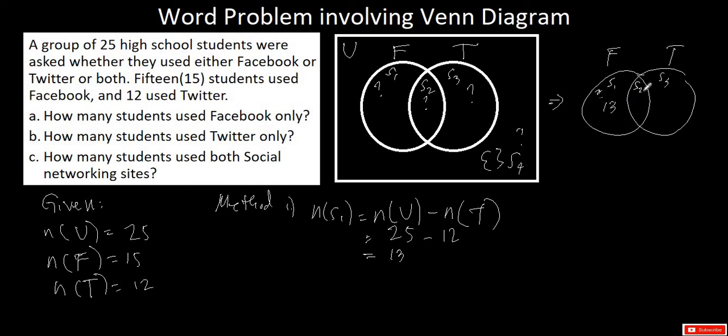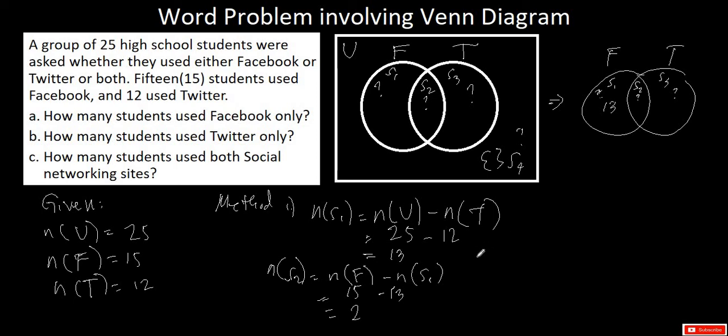And after this, we can already compute for the cardinalities of the unknown regions. S sub 2, how will we compute for the cardinality of S sub 2? So we know that S sub 2 belongs to set F, and the union of S sub 1 and S sub 2, or the sum of S sub 1 and S sub 2, is equal to the cardinality of set F. So therefore, to solve for the cardinality of S sub 2, we have the equation cardinality of F minus the cardinality of S sub 1. And what is the cardinality of F? We have 15. And cardinality of S sub 1, we have just computed it, it's 13. So that 15 minus 13 is 2.